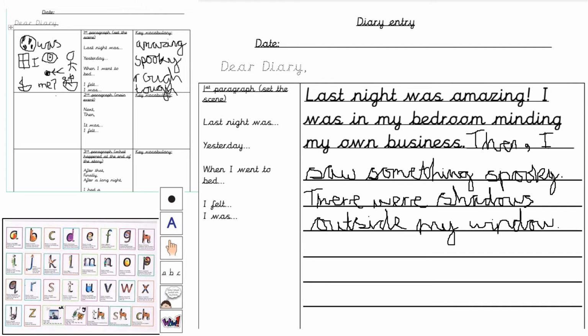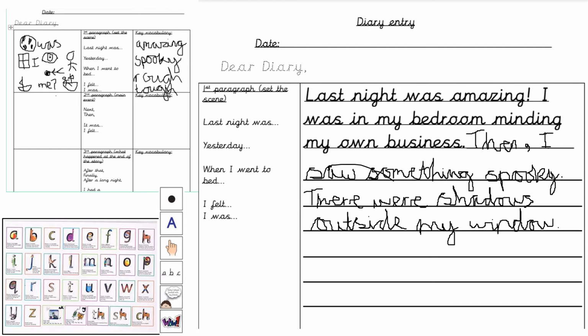Okay, let's just take a look at what I've written so far. Thinking about those key features of a diary entry, I will have written my opening, Dear Diary, will have got my date at the top. I've got some descriptive words in there. So I've got spooky and describing what last night was like. It was amazing. So I've got some of my key words in there.